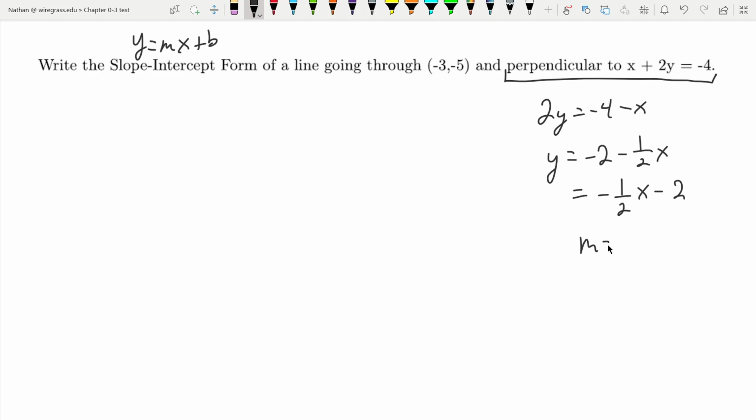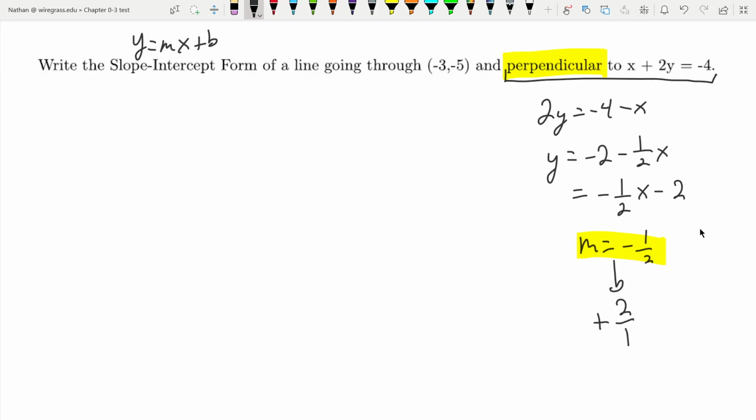So m equals -1/2. Because our line that we want is perpendicular to this, perpendicular slope means that it has the negative reciprocal slope. In other words, change the sign. This is negative, so this is going to become positive, and then flip whatever is there. So in this case, it's 1/2. We're going to flip that. It's going to become 2/1.